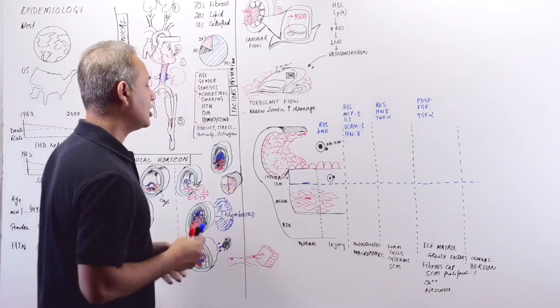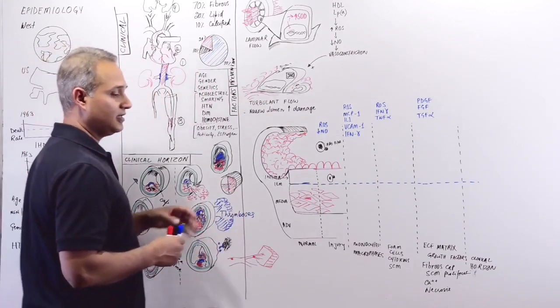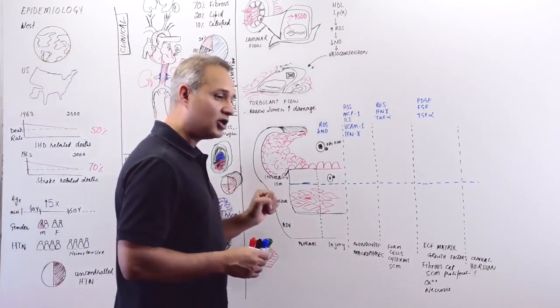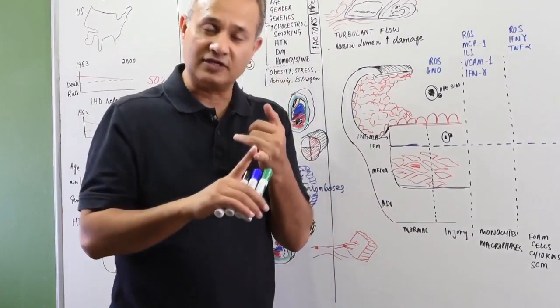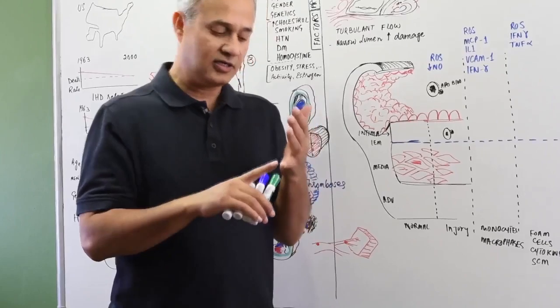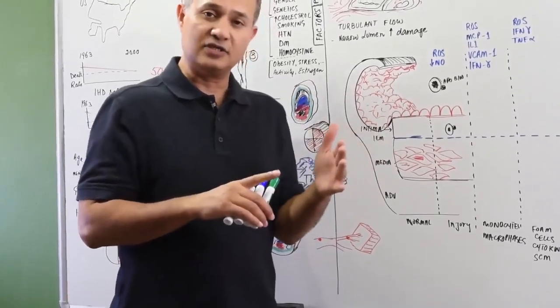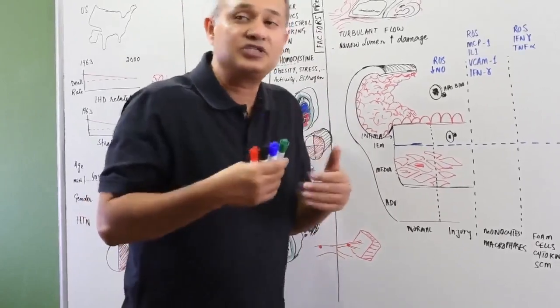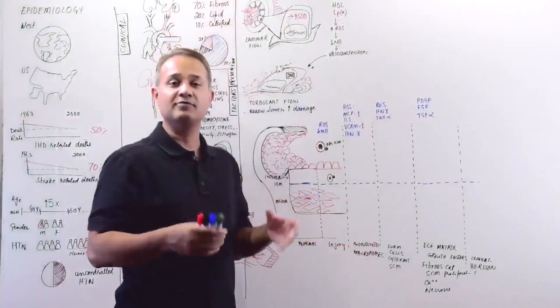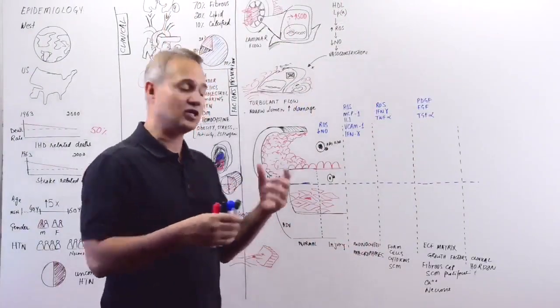Alright, so now let's talk about the mechanisms that cause damage. We should see the initiation of the damage, how the damage starts, progression of the damage, how it develops, and then complications of the damage, what happens once it becomes unstable.